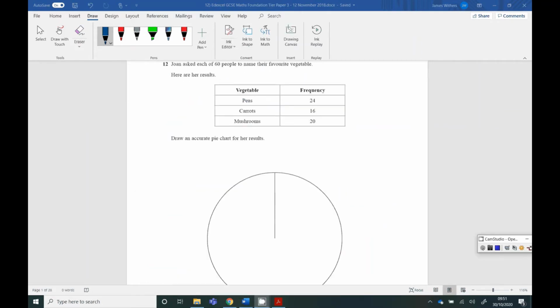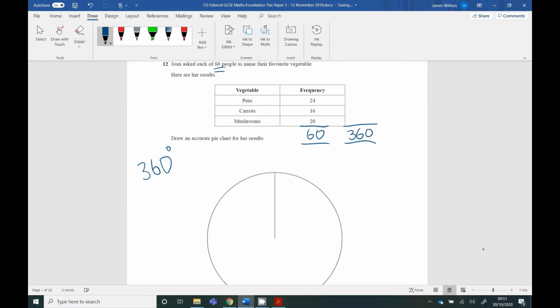So question 12. So we need to draw an accurate pie chart. Now when we draw a pie chart, we've got to fill the whole pie, so we've got to fill the full 360 degrees. So we need to make sure our table has got a column which adds up to 360 degrees. So first of all, what do these frequencies add up to? Well, we know from the question that it's going to be 60. Now we want to have a column which adds up to 360.